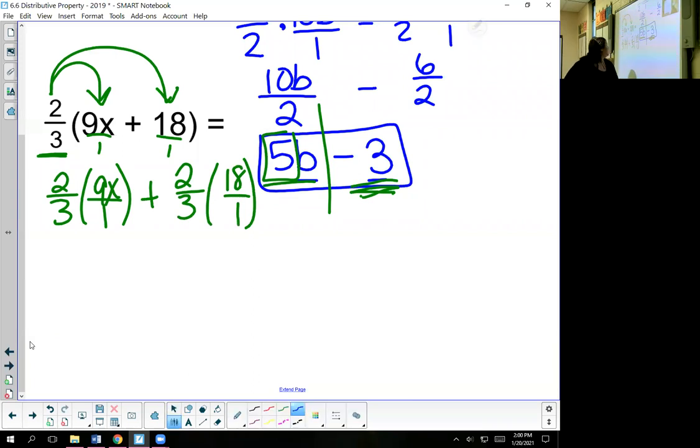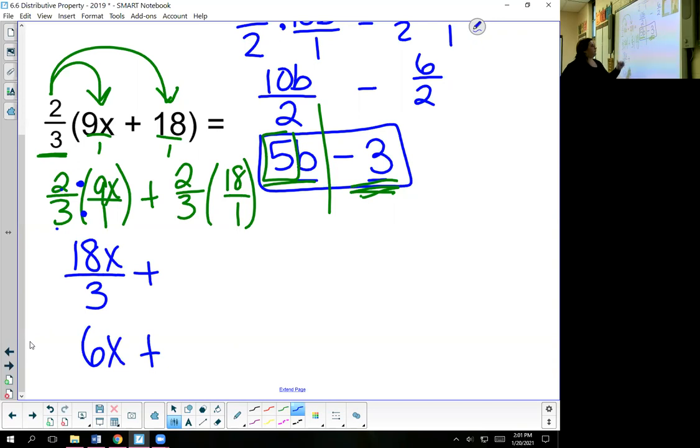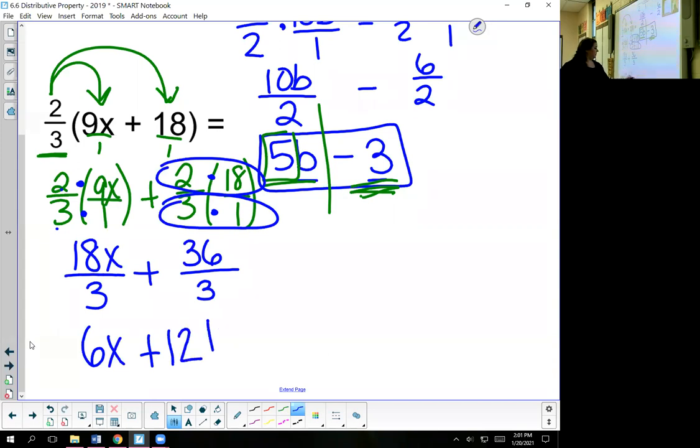So how do I do this? Well, I multiply the tops. So 2 times 9 is 18, and then I tag along Mr. X. 3 times 1 is 3. Okay, and then 18 cut into 3 parts is 6, right? 18 divided by 3 is 6, and then tag along Mr. X. Bring down your plus sign. 2 times 18 is 36 over 3 times 1, which is 3. 36 divided by 3 is 12.